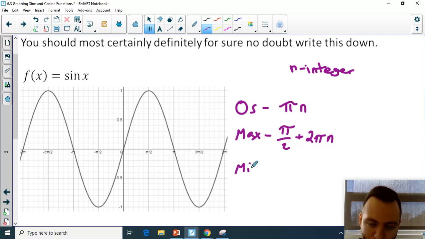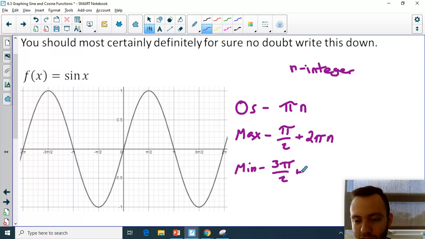Now, our minimums are going to be, we're going to do a similar thing. We could start at 3 pi halves, right? And then again, anytime we add or subtract 2 pi as many times as we want, we're going to get another minimum. So that's that one.